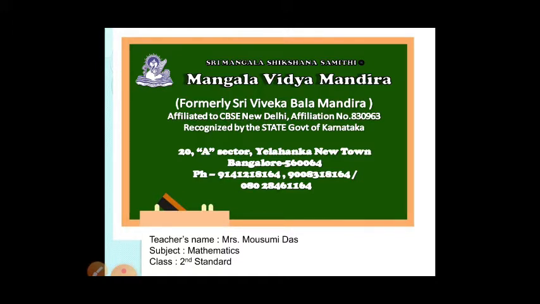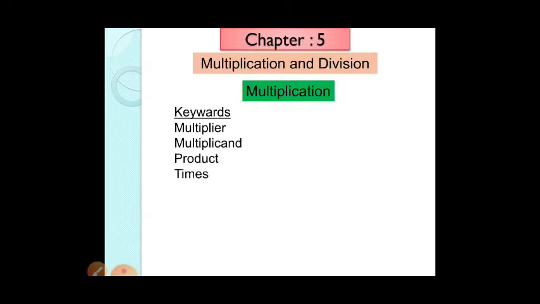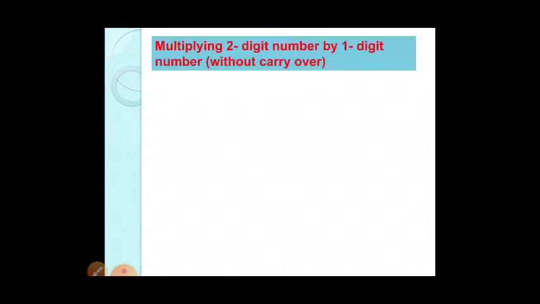In the previous lesson we started multiplication and division, where we learned multiplication by number line and multiplication tables. Today we are going to learn multiplication of a 2-digit number by a 1-digit number without carryover. If you observe the first example, 13 multiplied by 2.